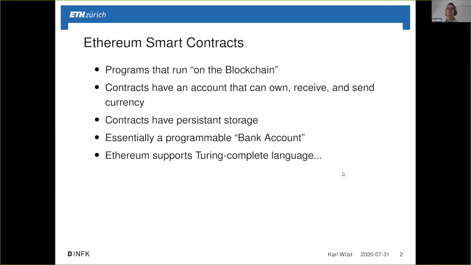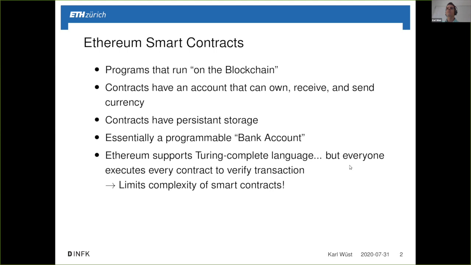And Ethereum supports a Turing complete language, which in theory would mean that we can do any computation that we want. But in practice, because of the execution model, everyone in the system needs to execute every contract call to verify the transactions. And this inherently limits the complexity of smart contracts. Because this basically means that all of the transactions are executed sequentially.